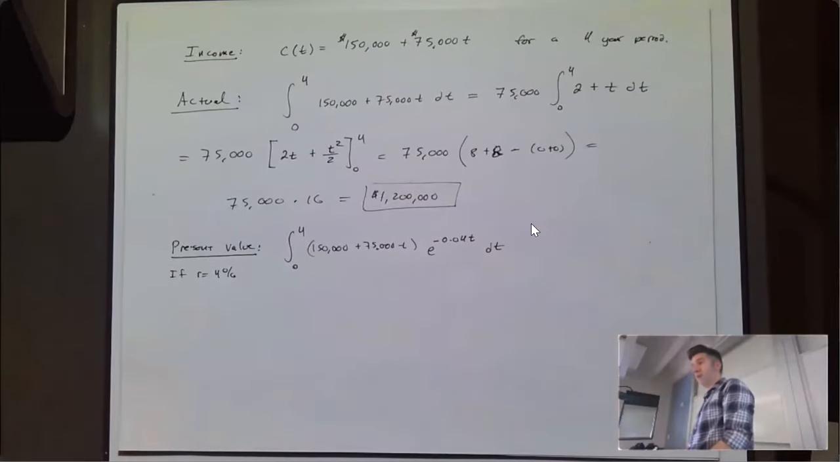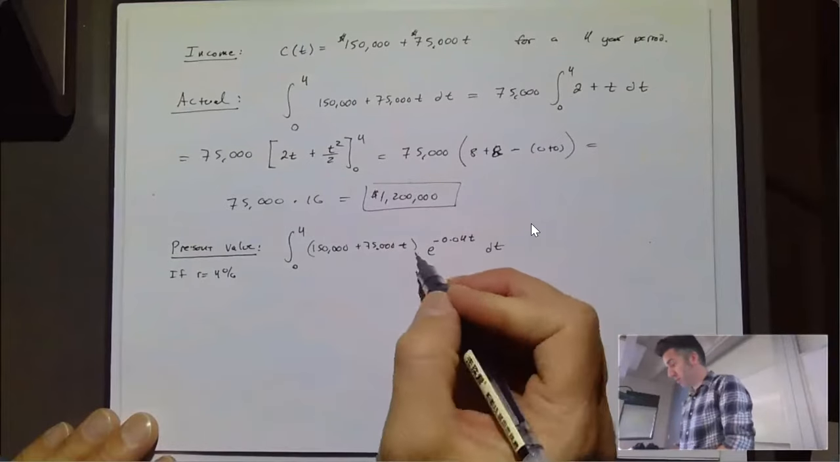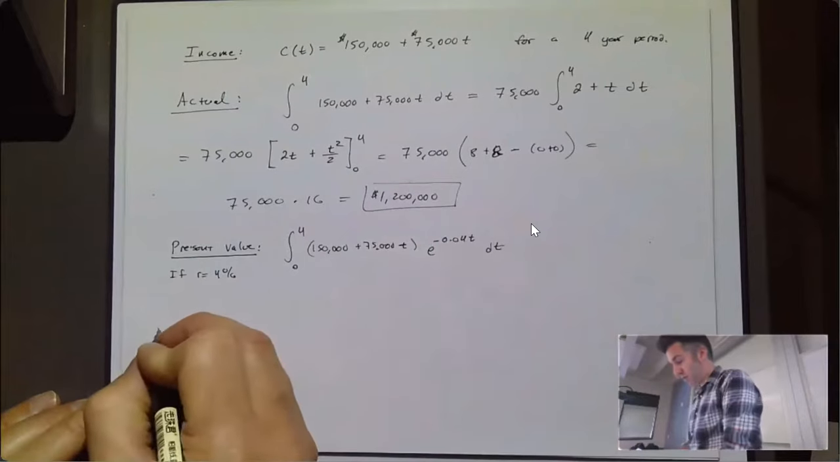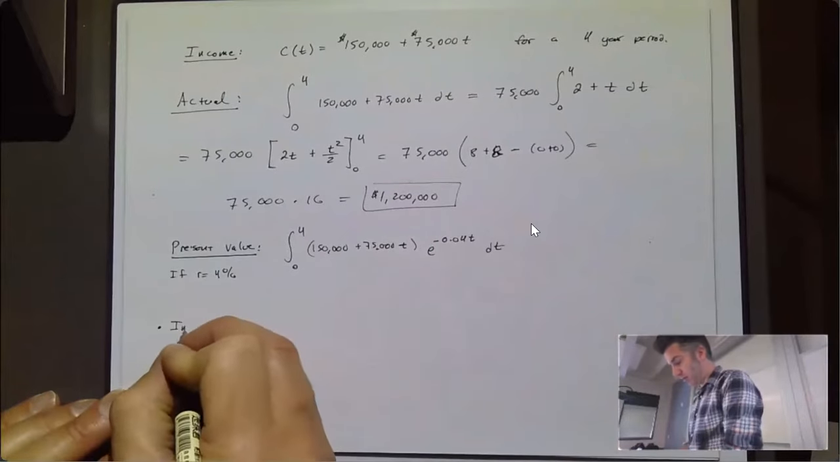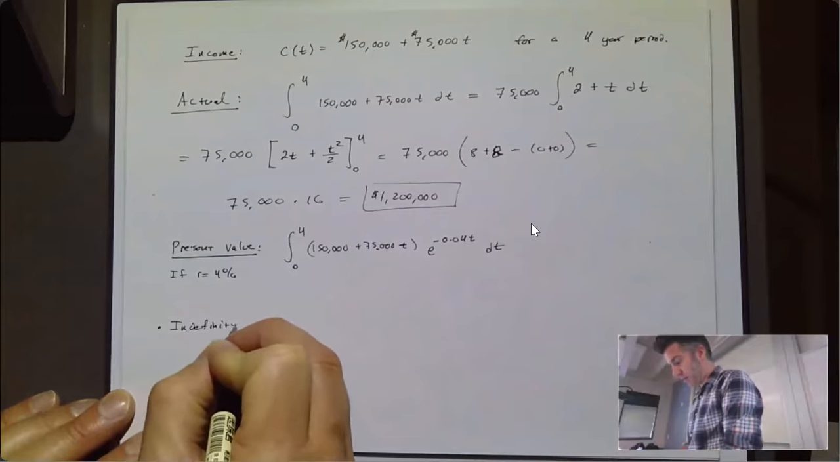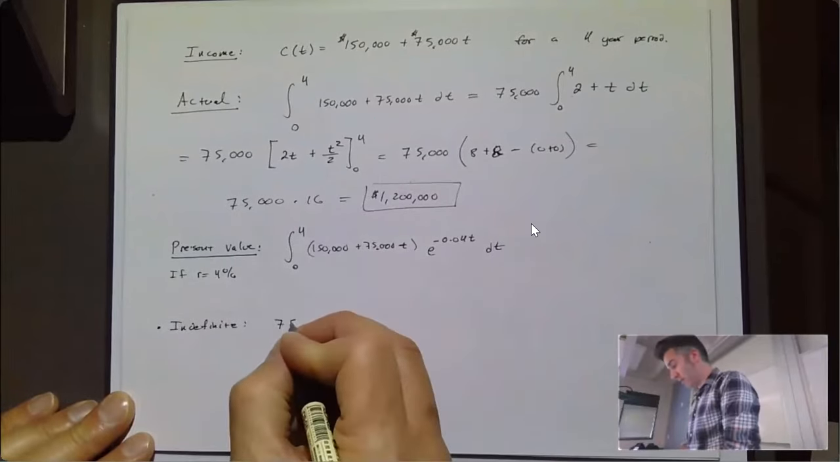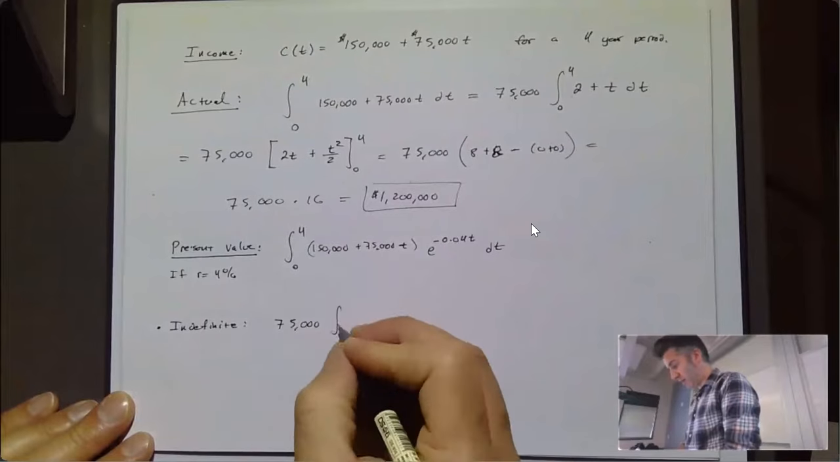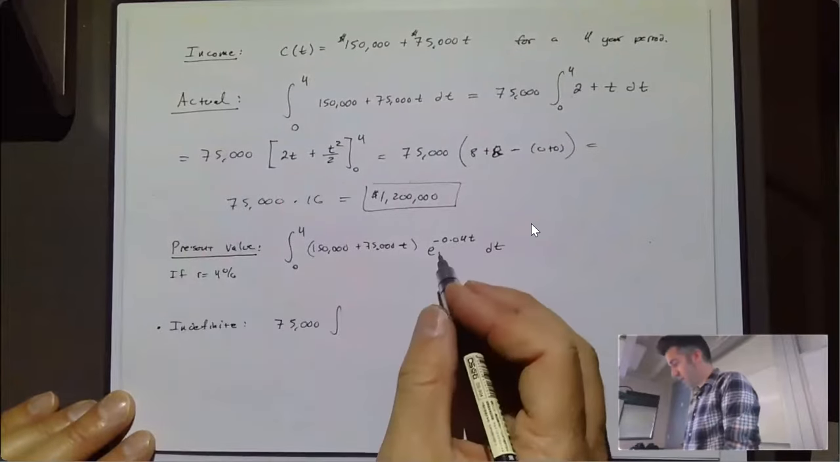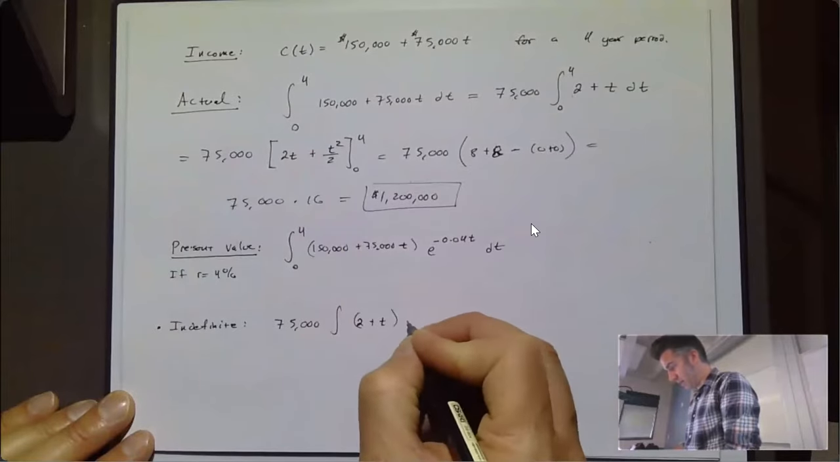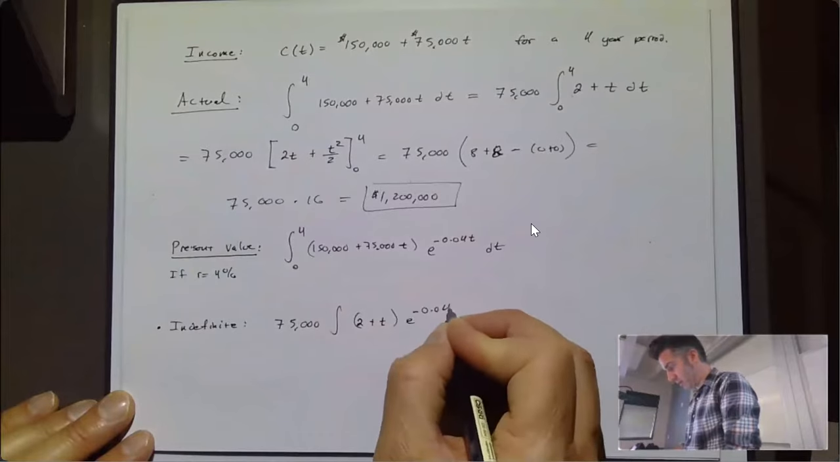So a couple things. First, I can see from experience that we're going to have to do integration by parts here. So I'm going to leave off the 0 and 4 for a minute and just look at the integral. So let's talk about the indefinite integral. First and foremost, I'm going to again factor out a 75,000. So I'm going to do 75,000 times the integral of 2 plus t times e to the negative 0.04 t.